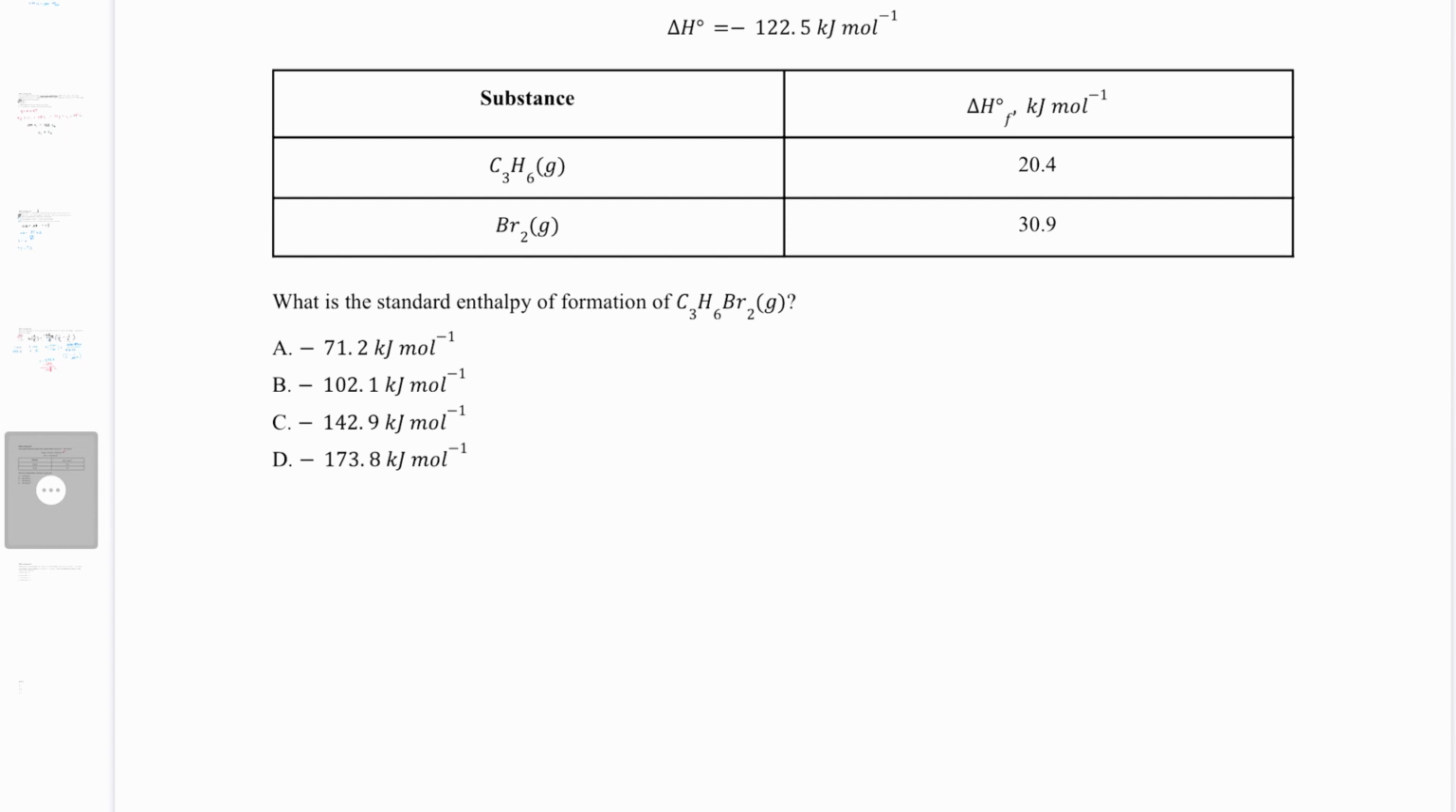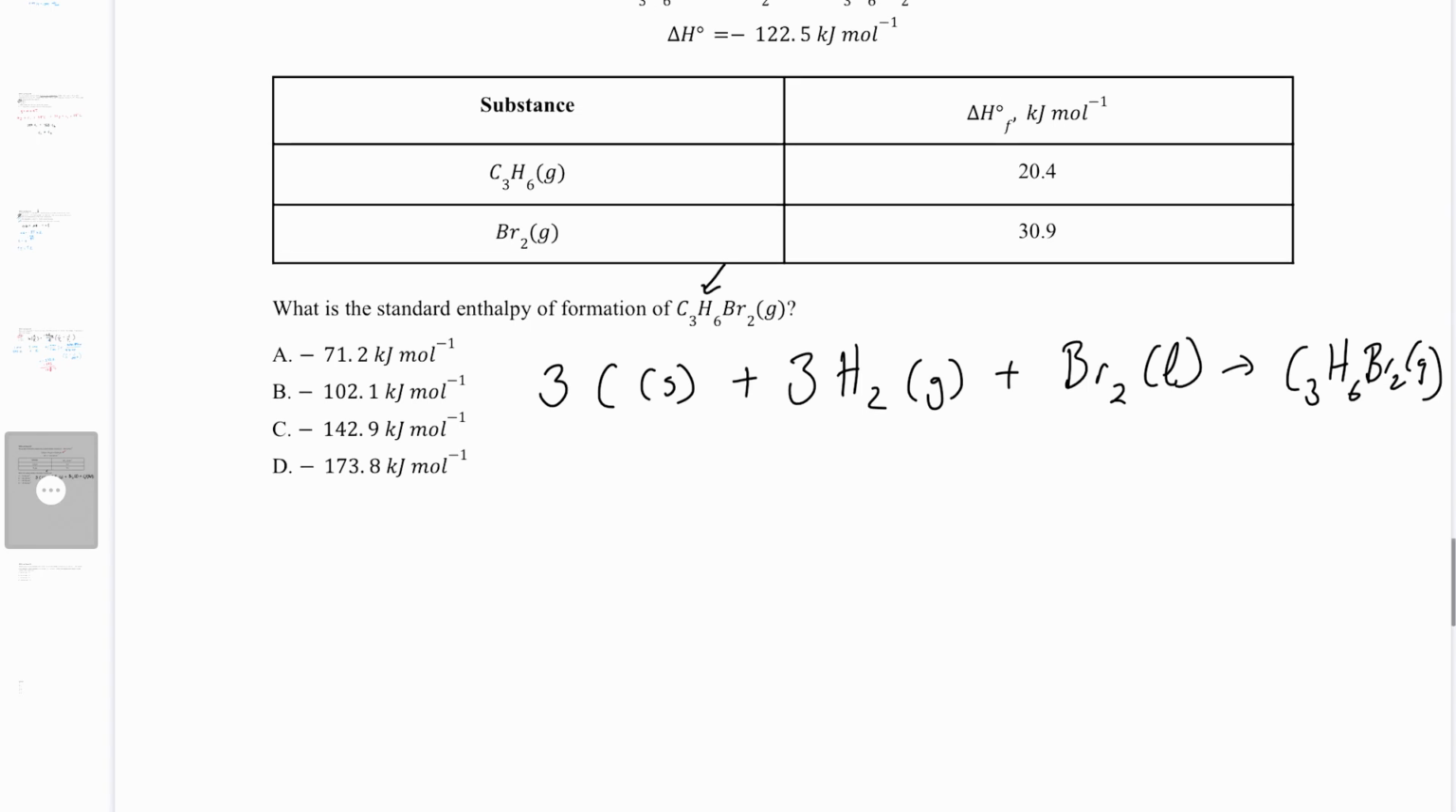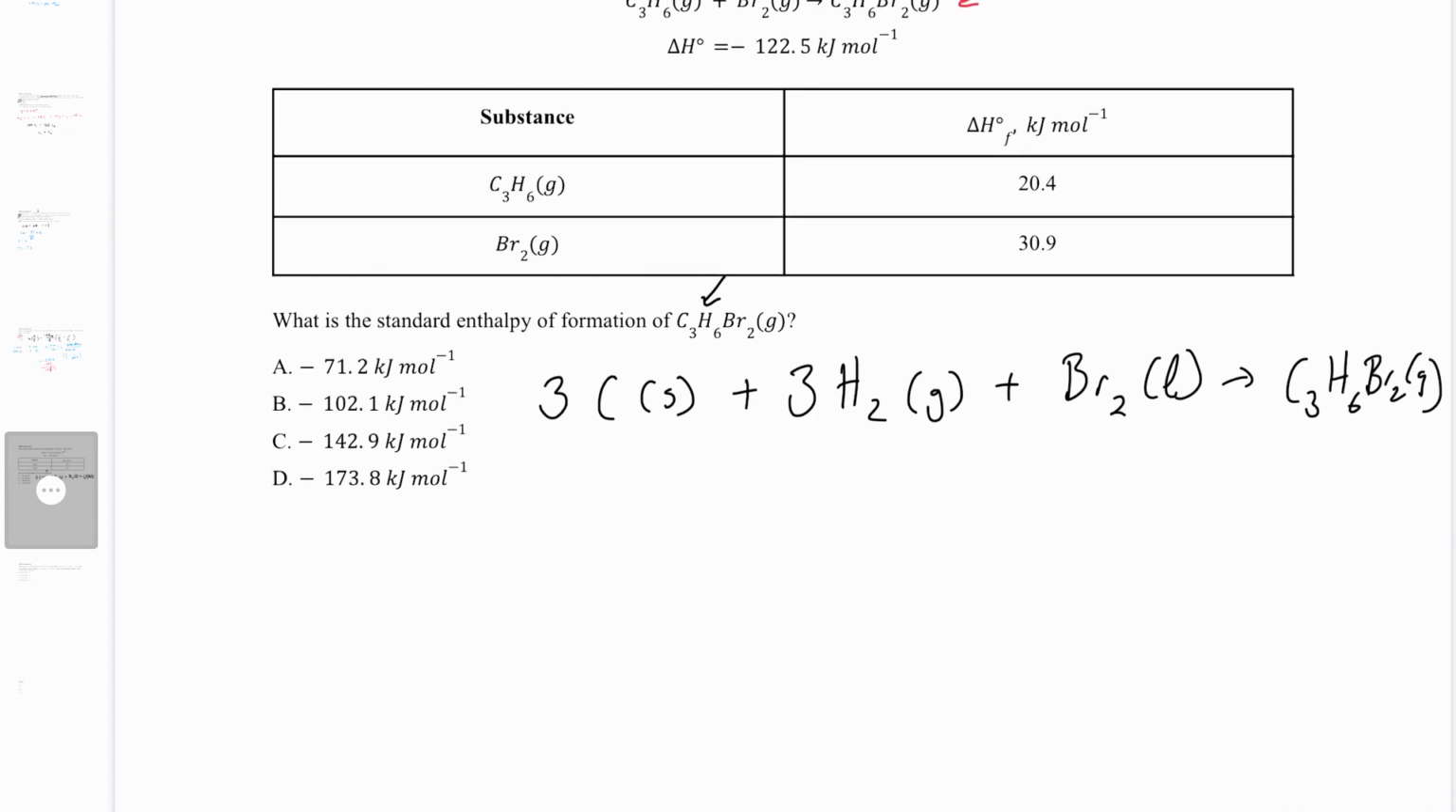So we're trying to form 1 mole of C3H6Br2 gas. So we're going to need 3 carbons in their solid form. That's the standard state of carbon. We have 3 H2s, that's the standard state of hydrogen. And we're also going to have 1 diatomic bromine, and that's going to be in its liquid state. So bromine is in its liquid state in standard state, and this all forms C3H6Br2 gas. And we're trying to find out what is the enthalpy of this reaction. All right, we have a couple reactions here. The first one is the first one that we're given.